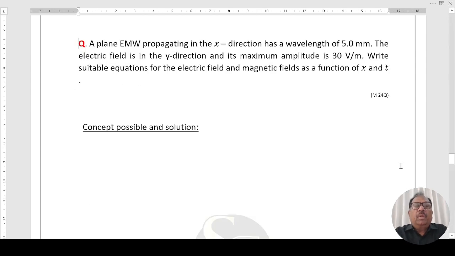Question is, a plane electromagnetic wave propagating in the x direction has a wavelength of 5 mm. The electric field is in the y direction and its maximum amplitude is 30 volt per meter. Write suitable equations for electric field and magnetic field as a function of x and t. Concept applicable in solution.